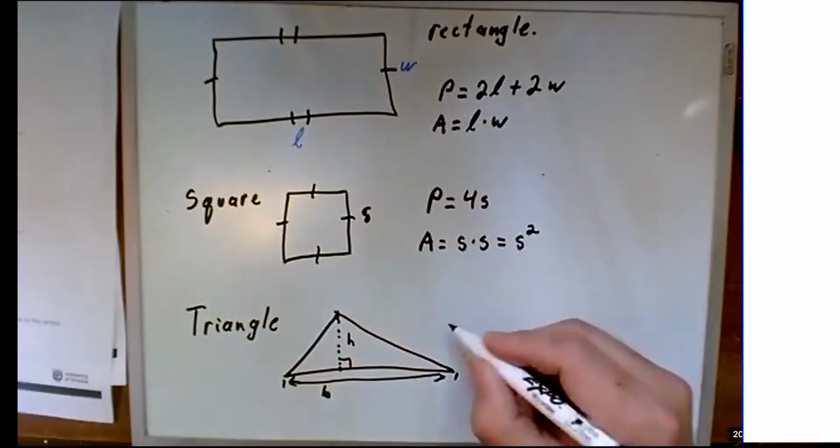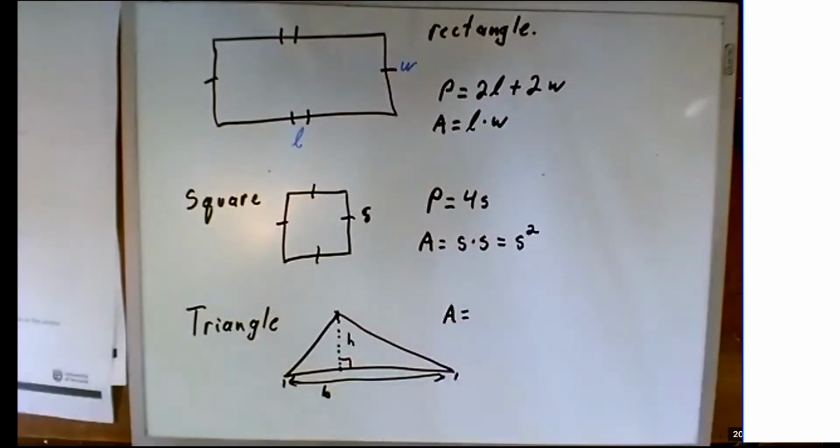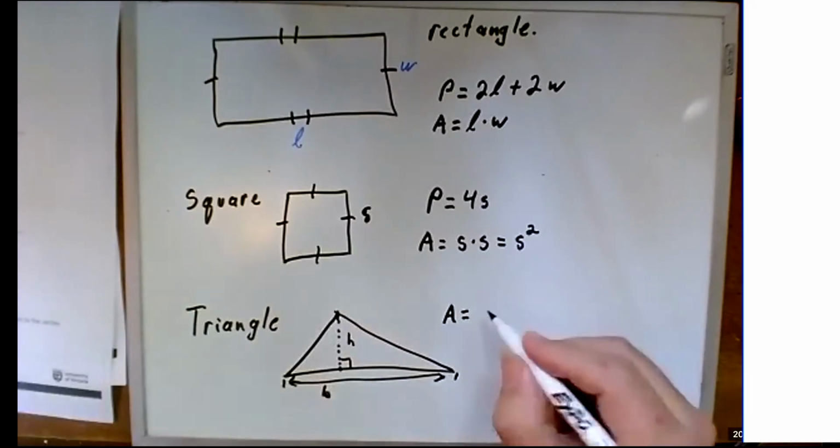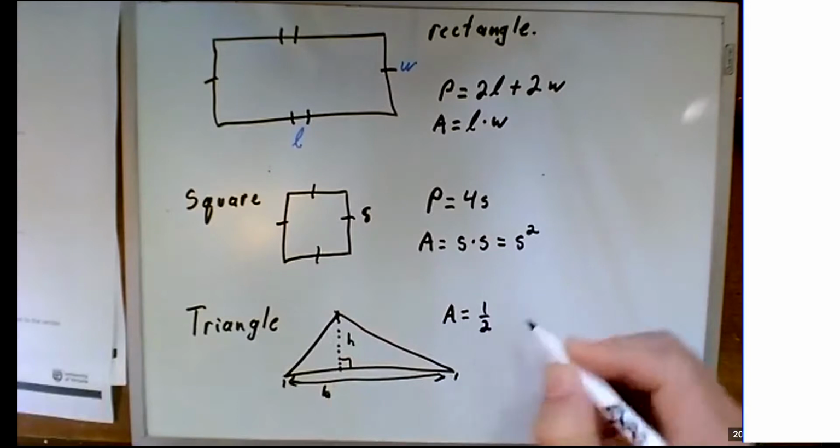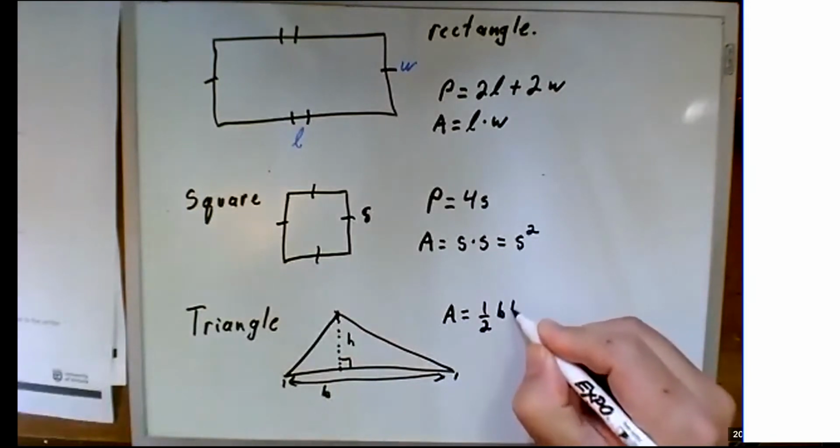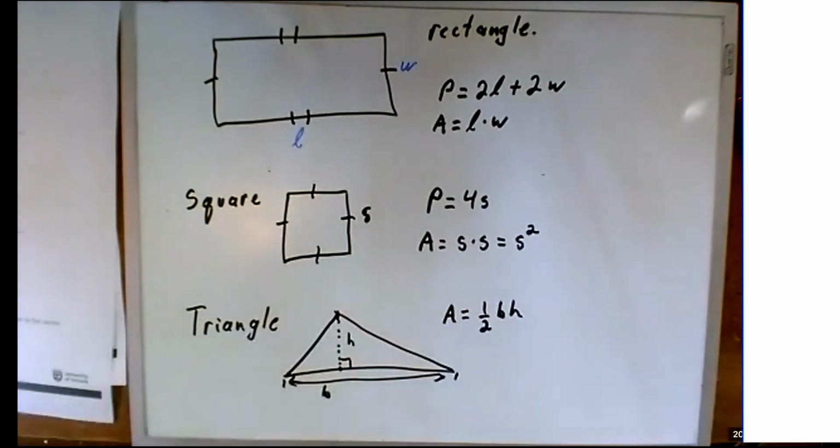But in this case, we're more interested in the area of this triangle. The formula for the area of a triangle, we take the base of the triangle, we multiply it by its height, and then we take simply half of it. So it gets written out like this: 1/2 base times height.